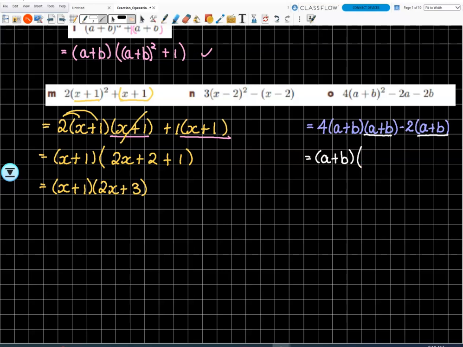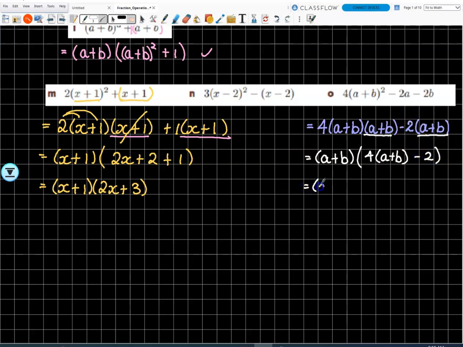All right. So we pull out this a plus b, and so what goes in there would be the 4a plus b. Agreed? And then I also pull out this a plus b there. And what's left? Minus 2.